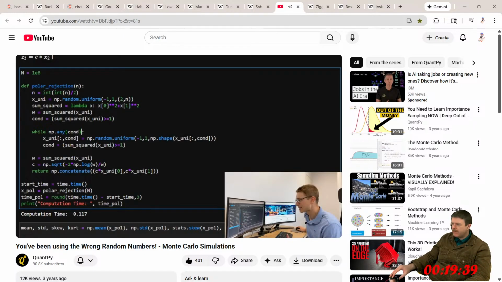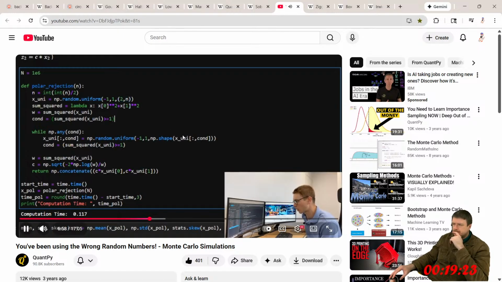Using NumPy arrays here, so we've got this sum of squared function, which is able to calculate the W, and then we're looking for the condition where this numbers, our pairs of variables, is greater than or equal to 1. Sorry, I'm just going to keep it on the mic because I got to mute the mic. And while we still have that true, then.